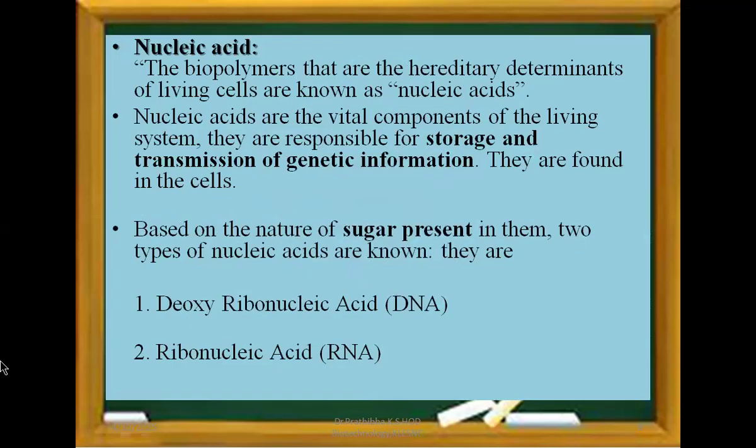Then coming to further detail, we can also define nucleic acids as the biopolymers that are the hereditary determinants of living cells. Nucleic acids are the vital components of living systems. They are responsible for storage and transmission of genetic information, right? And they are found in the cells. We differentiate the nucleic acids, DNA and RNA, based on the nature of the sugar present in them. There are two types of nucleic acids: deoxyribonucleic acid and ribonucleic acid, that is DNA and RNA.